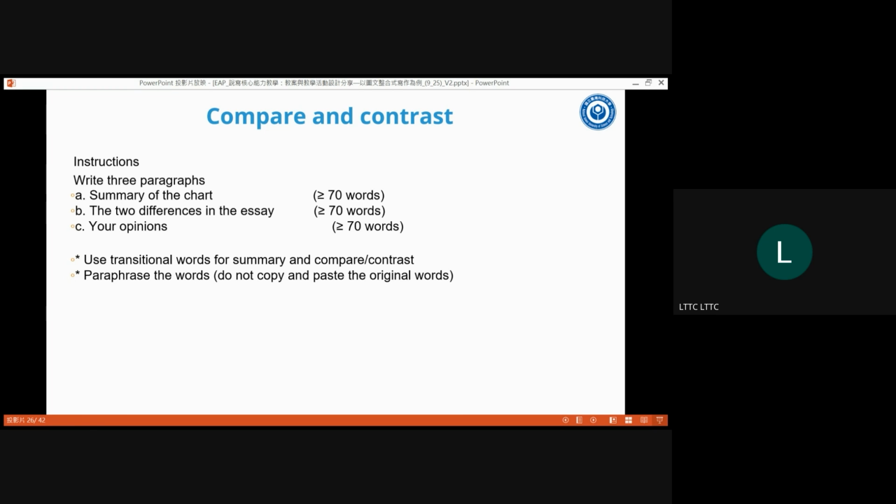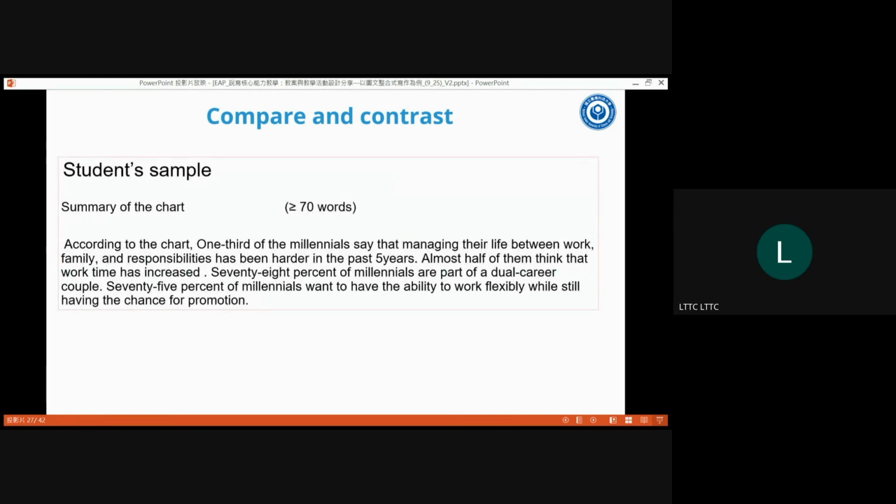And also there is one important thing: paraphrase the words. You know, whenever students read something, they will just copy and paste the words from the original essay, and I'll tell them that's not okay. So they have to paraphrase the words. Don't copy and paste the original words, something I told them. For example, again, students have to write this within 30 minutes.